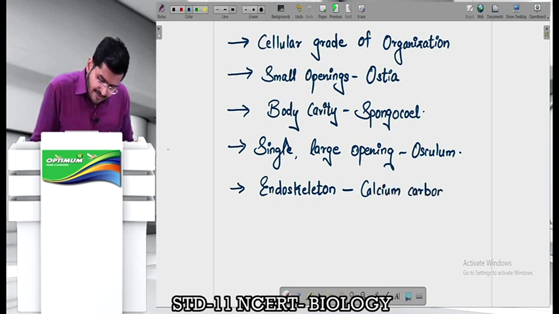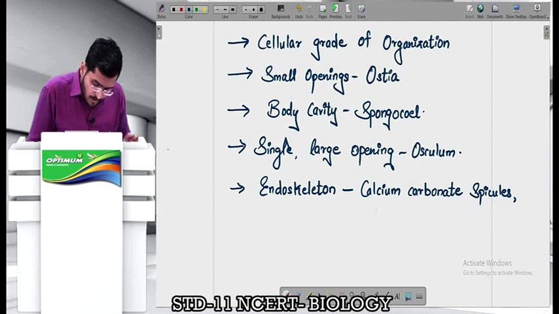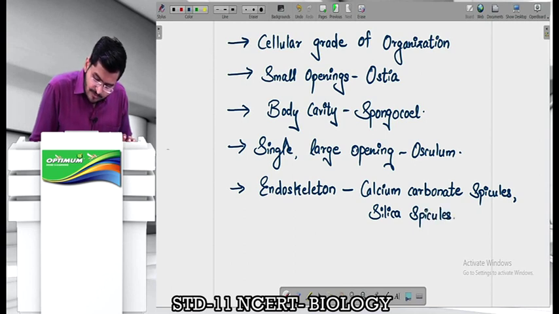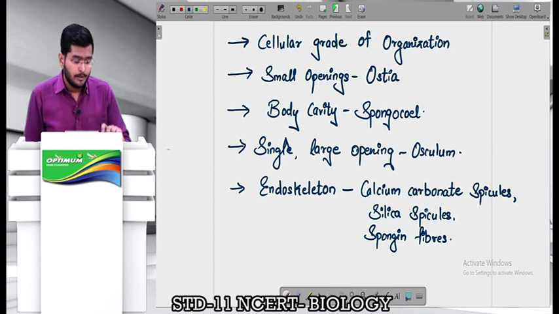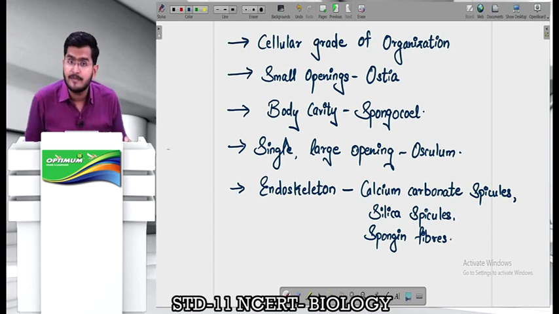So they are called calcium carbonate spicules because they are like spikes, like thorns. There are also silica spicules or silica spikes, and there are also spongin fibers. All these form the endoskeleton of sponges. It could be made up of calcium carbonate, which we call calcium carbonate spicules, or of silica, which we call silica spicules, or of spongin, which we call spongin spicules.